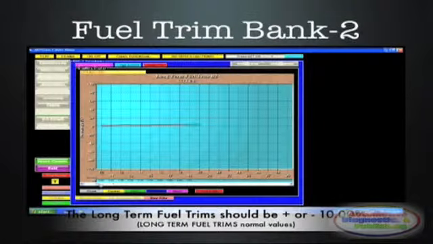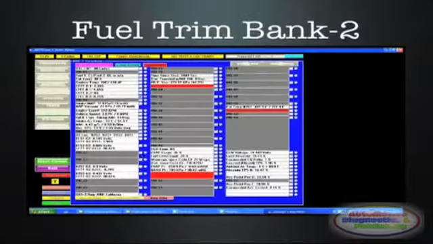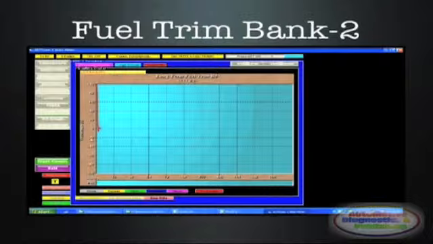The fuel trim PID or parameter shows the deviation from perfect air-fuel ratio. This stoichiometric point is 0.00%. Above equals adding fuel due to a lean condition. Below equals subtracting fuel due to a rich condition. Therefore, positive equals lean, negative equals rich.